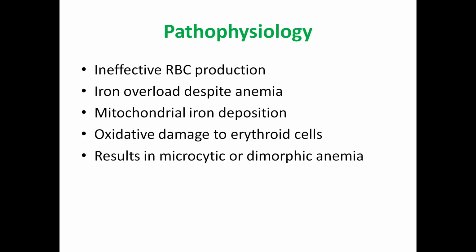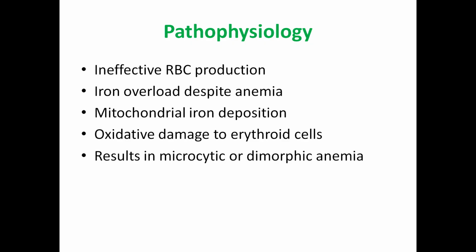What is the pathophysiology of sideroblastic anemia? Ineffective RBC production happens. That means RBC production is normal, but the RBCs are ineffective. Iron overload despite anemia, mitochondrial iron deposition. If you see the structure, a ring-like structure forms in the erythroblast cells due to excess iron accumulation in the mitochondria. Oxidative damage of erythroid cells may inhibit the production of erythrocytes, resulting in microcytic or dimorphic anemia.